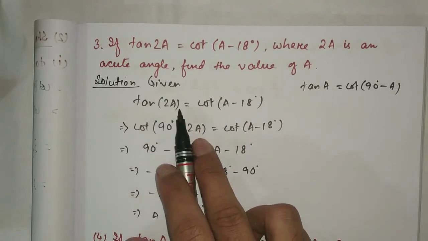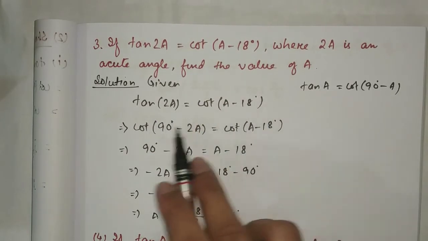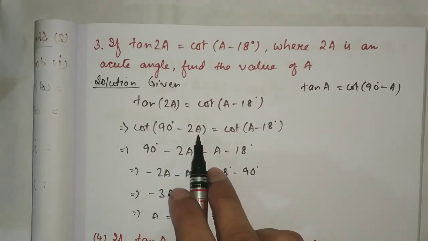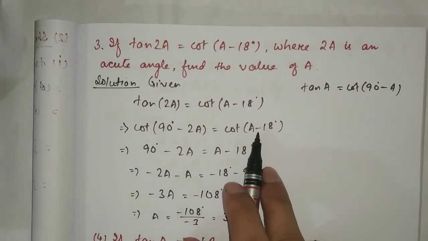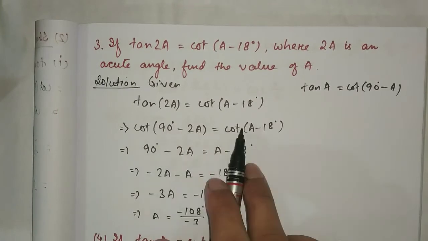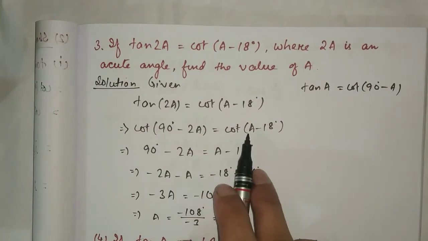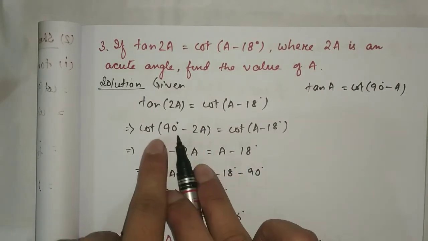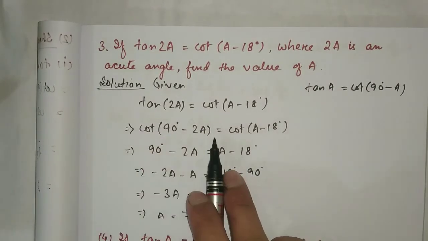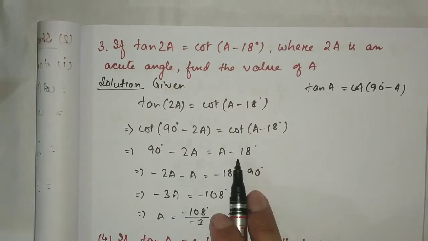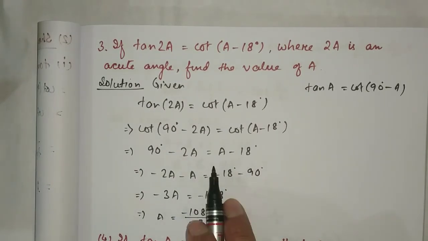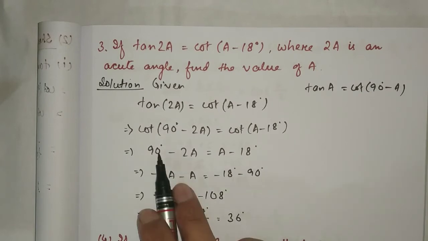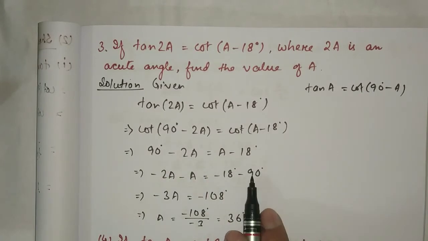So it is given that tan of twice A is equal to cot of A minus 18. So in place of tan twice A, we write cot of 90 minus twice A, and we keep the RHS same. Now comparing this LHS and RHS, we see that they are cot on both sides, so we can just equate the angles. So what we get is 90 degree minus twice A is equal to A minus 18. So what we do is take all the variable parts in the left hand side and take all the constant part in the right hand side.